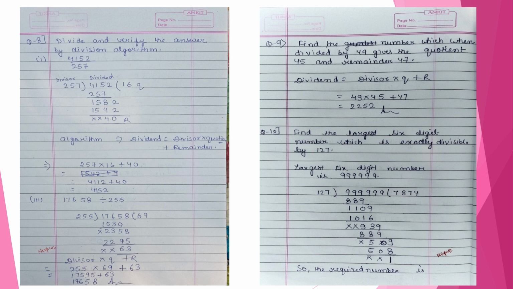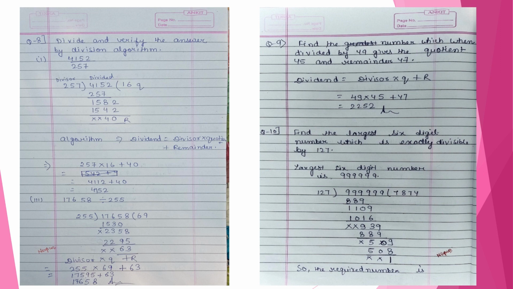We'll go for division. 257 into 1, 257. After subtraction, we are getting 158. Then 2 comes down. And then we are multiplying 257 into 6. So we are getting 1542. After subtraction, we are getting a remainder of 40. So here the divisor is 257. Dividend is 4152. Quotient is 16 and remainder is 40.